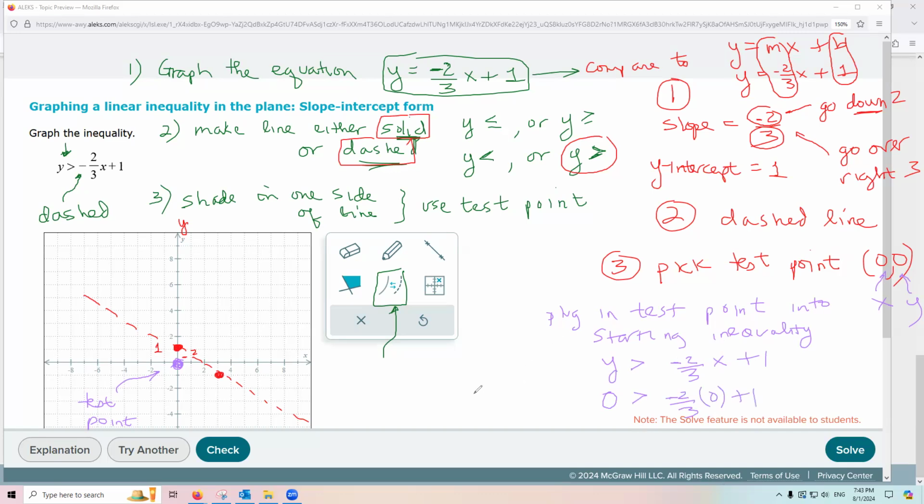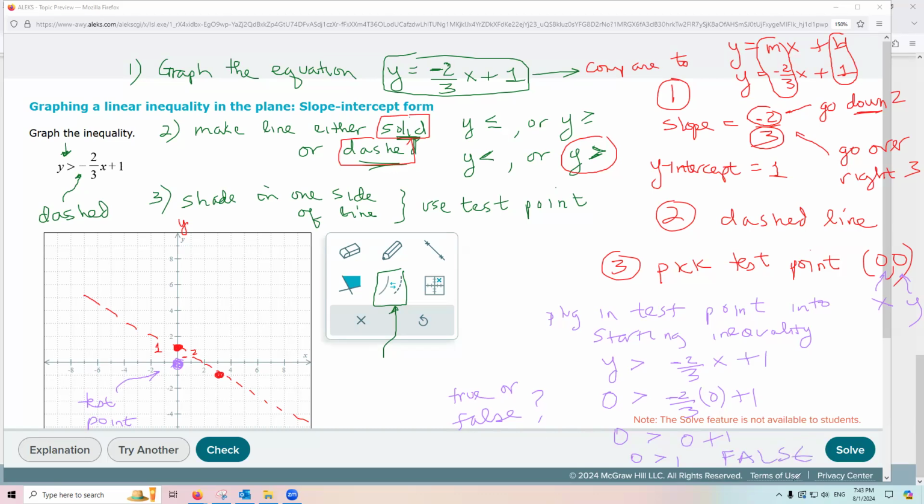What I want to know is, is this true or false? Well, this is going to be 0 is greater than 0 plus 1. That means 0 is greater than 1. Well, that's false. 0 is not greater than 1. So I came to a false statement here.